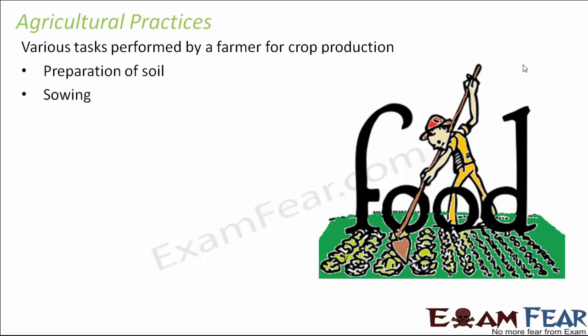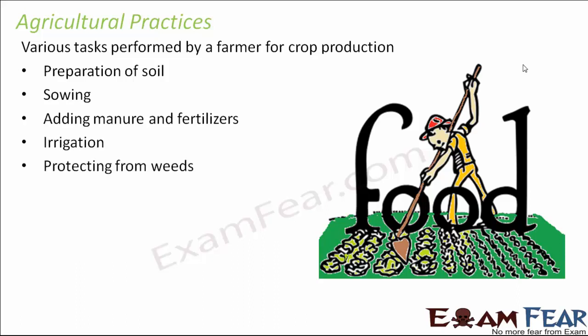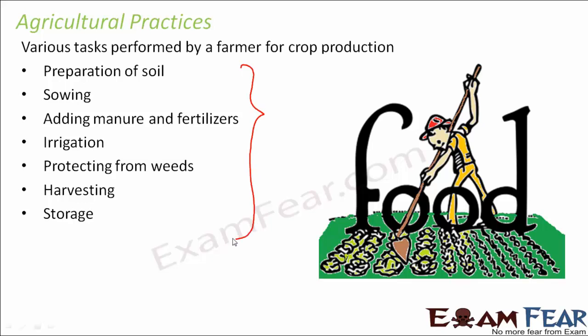Preparation of soil, sowing, adding manure and fertilizers, irrigation, protecting from weeds, harvesting, storage. These are some of the agricultural practices followed by farmers. Now what we are going to do is talk about each of these practices in detail, what happens under each practice. For example, the first one is going to be preparation of soil.